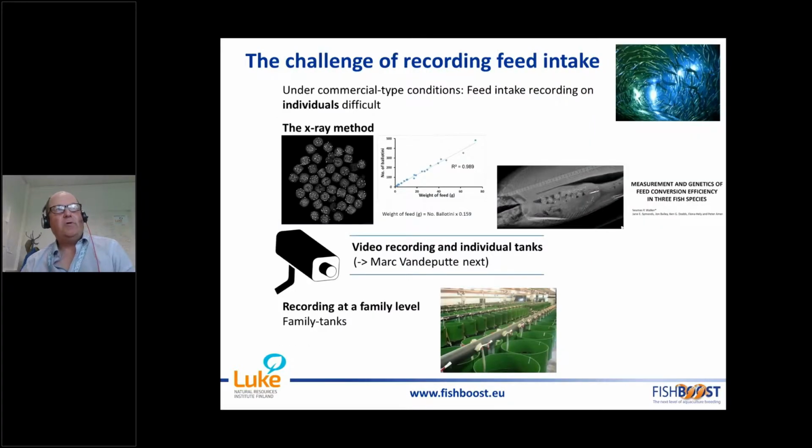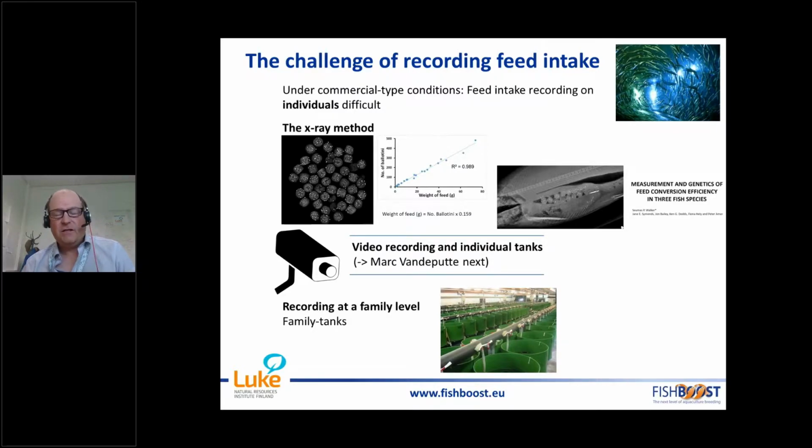Now, improving feed efficiency would be very simple if we were able to nicely record feed intake. But in many animals, including fish, it is a challenge. The reason is that under commercial conditions, we have a water body, all the fish are there together, and it's very difficult to know who is eating and how much. So recording feed intake on individuals is a challenge.